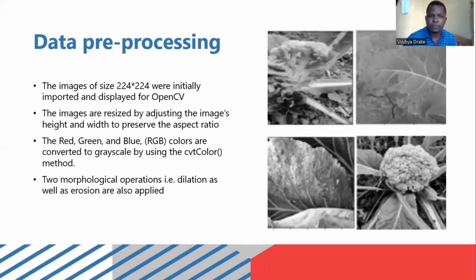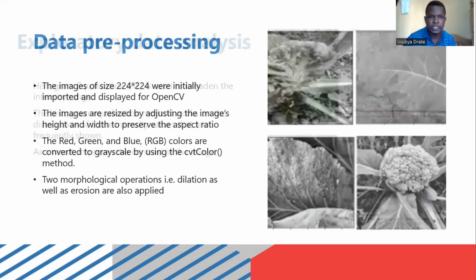So first, with data preprocessing, images were resized to 224 by 224 image size. This was done by adjusting the height and width. Then the RGB colors were converted to grayscale, to increase efficiency and reduce the time complexity. And then two morphological operations were used, that is dilation as well as erosion. This involves addition or removal of pixels to improve the image quality.